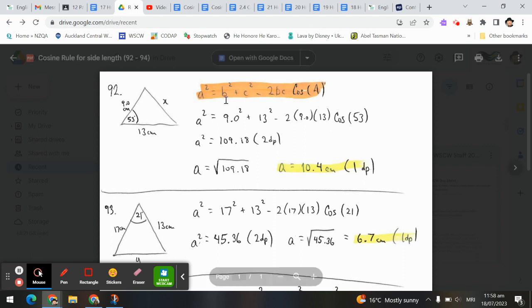In today's video lesson, we are going to be talking about finding the length of an unknown side using the cosine rule. And I've got the cosine rule up here highlighted in orange. You do not need to memorize these formulas as they will be provided for you.